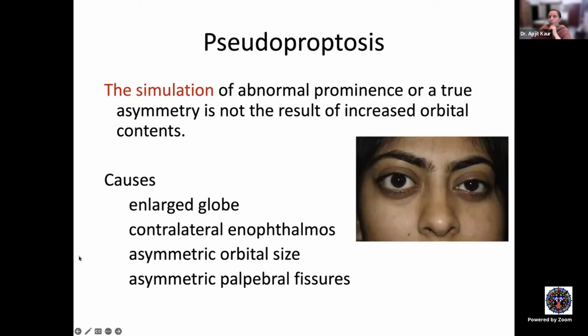So what is pseudoproptosis? Pseudo means false or a simulation. Simulation of abnormal prominence or a true asymmetry that is not the result of increased orbital contents. And what are the causes? Enlarged globe, contralateral enophthalmos, asymmetric orbital size, and asymmetric palpebral fissures.